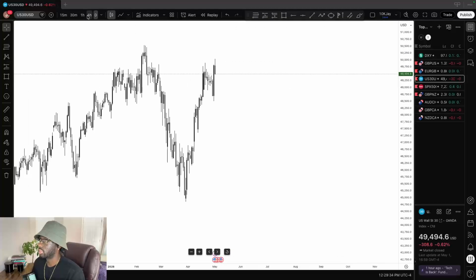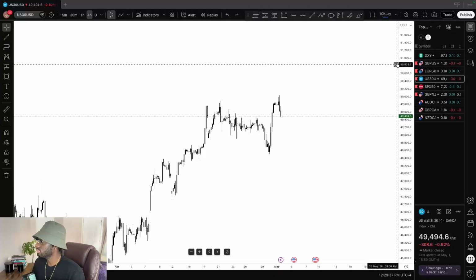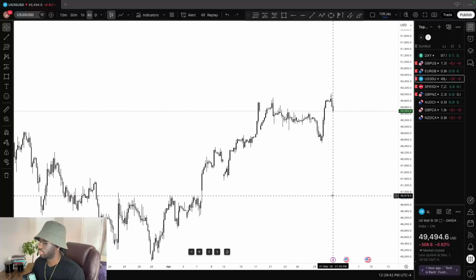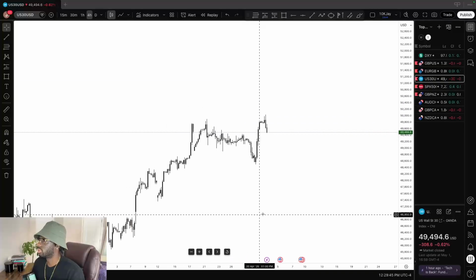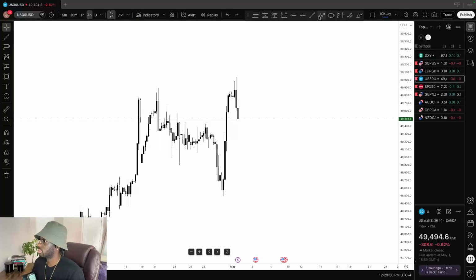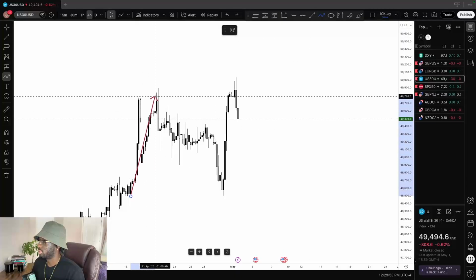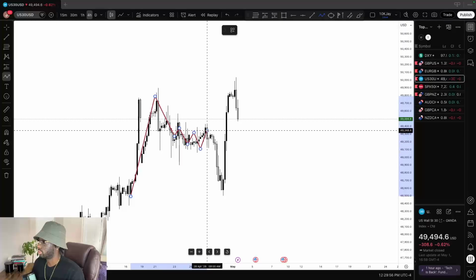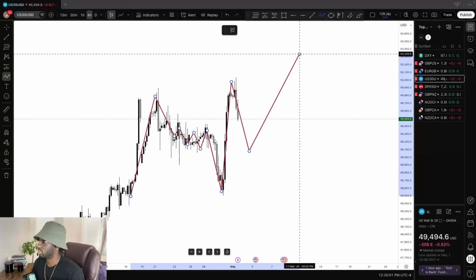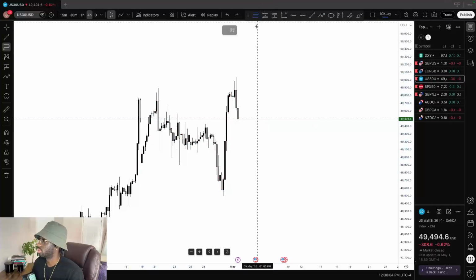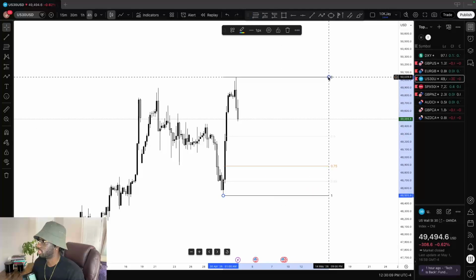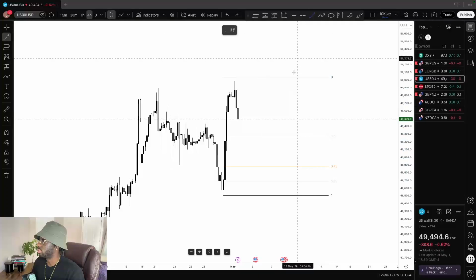US30, 4-hour time frame. Pretty nice setup. Obviously, we're on a 4-hour uptrend. We zoom in. We have our 4-hour uptrend. We have our liquidity build up. Break of structure. Wait for a retrace to continue up. Fibonacci, liquidity grab.